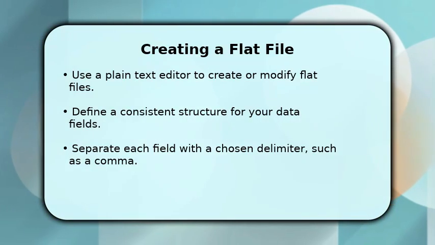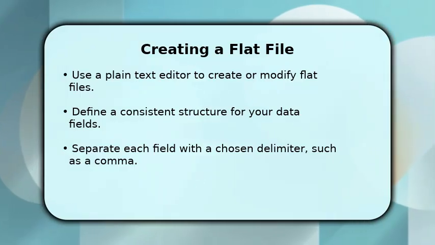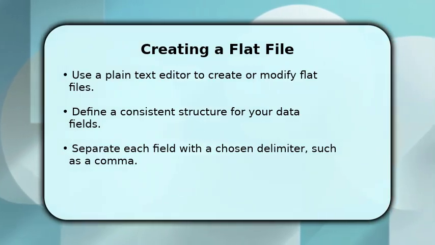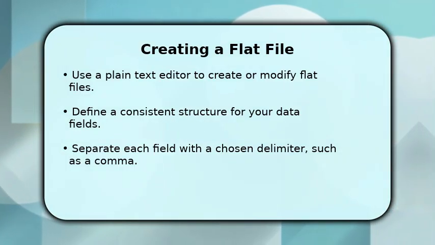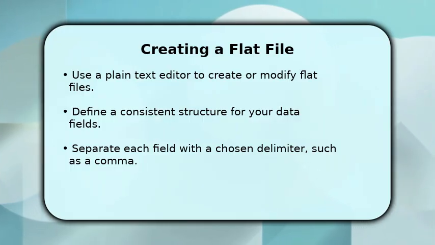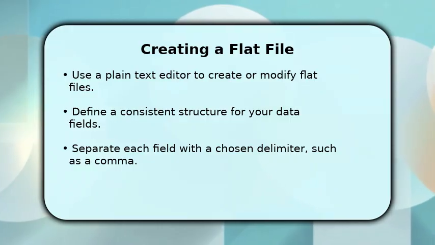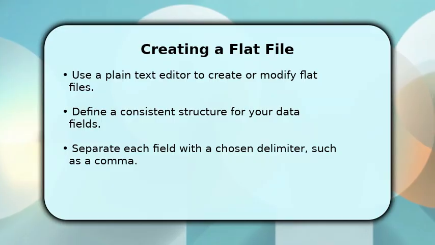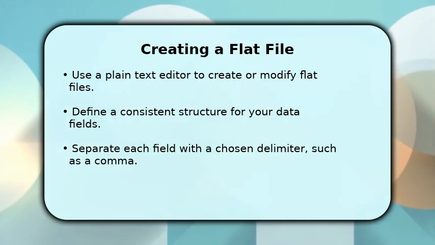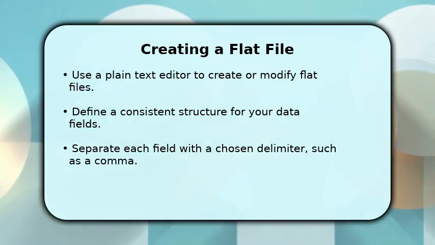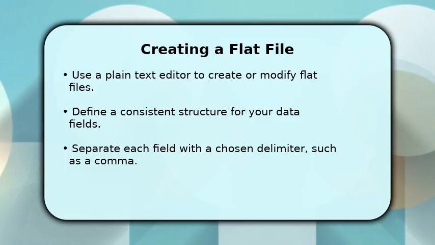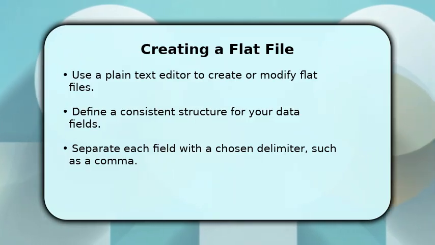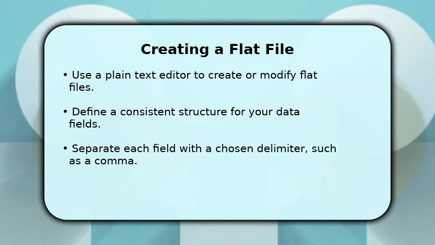Creating a flat file is quite straightforward. You can use any basic text editor, like Notepad or TextEdit, to get started. The key is to establish a consistent structure for your data. Decide on a delimiter, perhaps a comma or a tab, to separate each piece of information within a record. For example, if you have 3 fields, ensure each line has exactly 2 delimiters, maintaining uniformity across all your entries. This consistency is crucial for later processing.